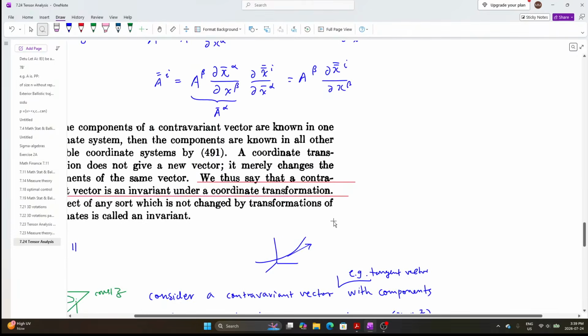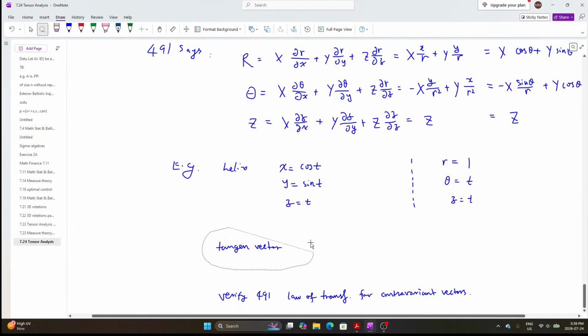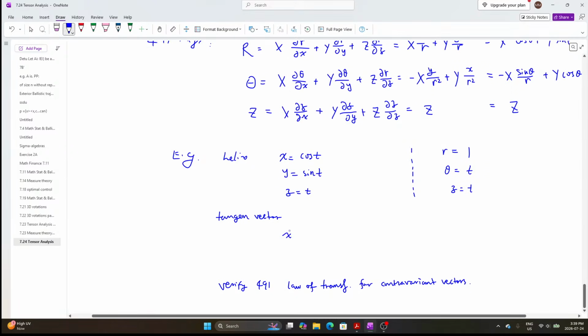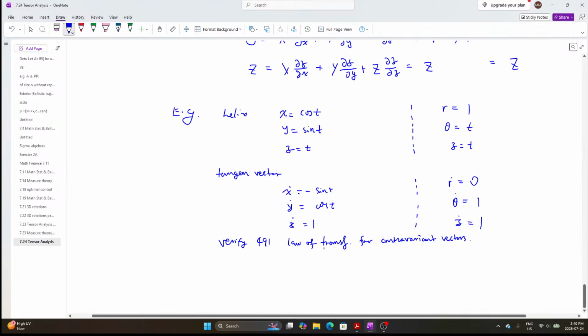All right. So I was saying that you can do this as an exercise, basically what we did for the 2D example. You have the helix, and the tangent vectors would be x dot equals minus sine, y dot equals cosine, and z dot equals 1, r dot equals 0, theta dot equals 1, and z dot equals 1. And verify the law of transformation.